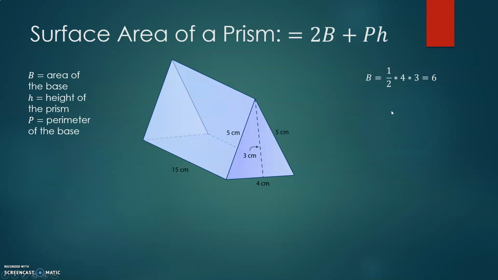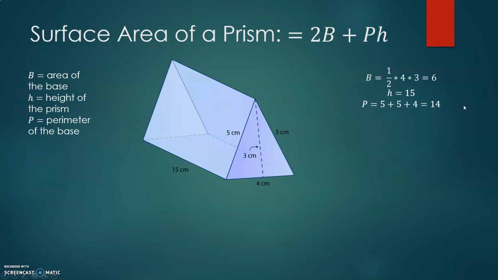The next thing that we have to do is find the height of this prism. So remember, the height of the prism is the distance between the bases. So between this triangle here and this triangle here, that distance is 15 centimeters. So our height is 15. And then last but not least, we need to know the perimeter of the base. Remember, this triangle is our base, so the perimeter of this triangle is 5 plus 5 plus 4, or 14.